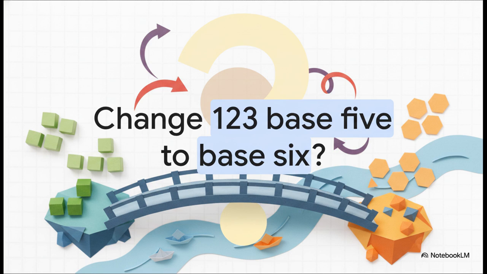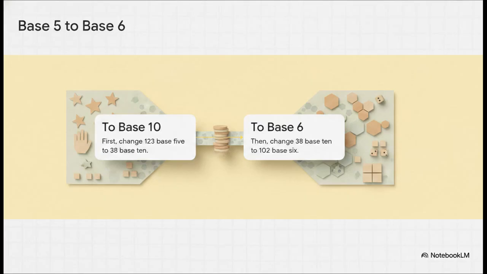But don't worry, there's a super handy bridge we can use to cross over safely. And that bridge is base 10. Step 1. Take that first number, 123 base 5, and convert it into base 10 using that exact place value method we just did. When we multiply those digits by the base 5 place values, we get 38 base 10.